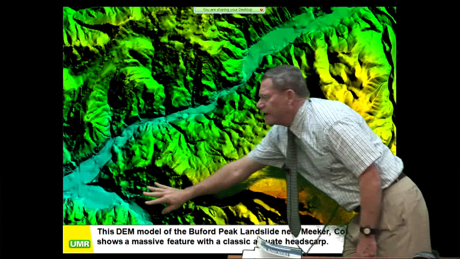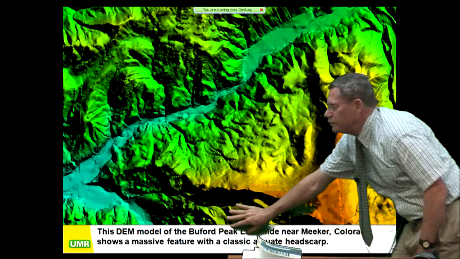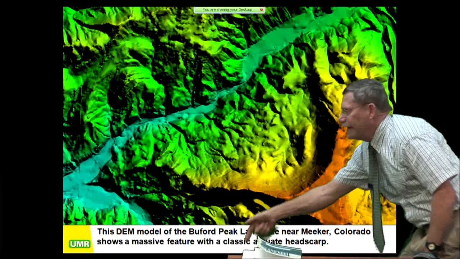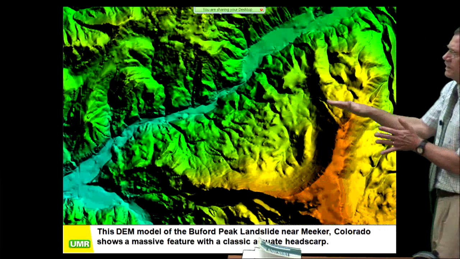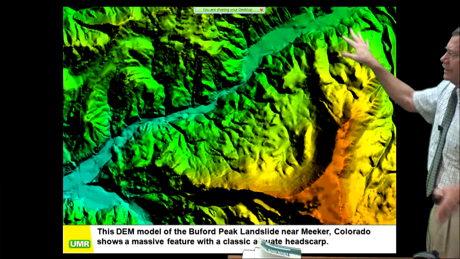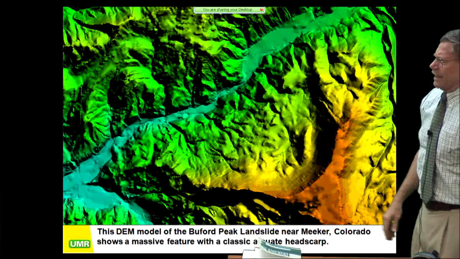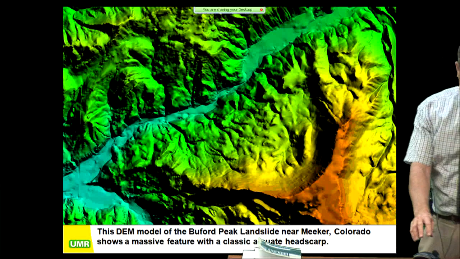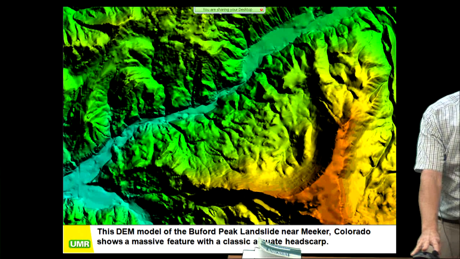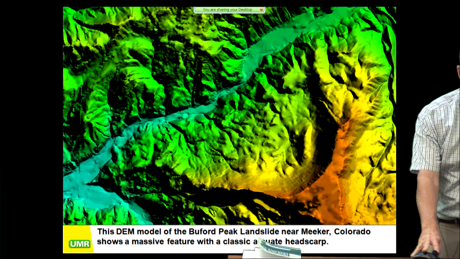Now there's another slide right back here. This is also a big, huge slide going that direction. So they're just one slide after another, after another, after another in this area. And just virtually everything you see out there is an ancient slide of some sort. A lot of these are probably of late Pleistocene age.